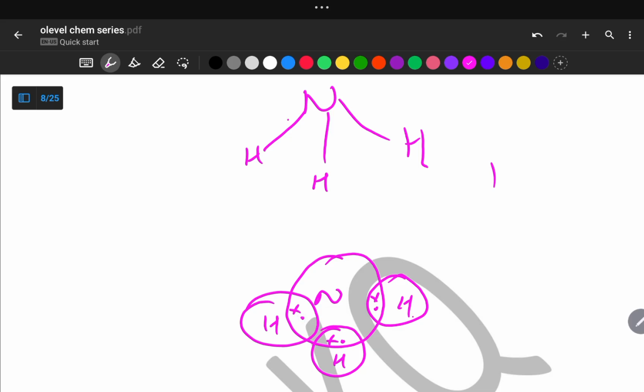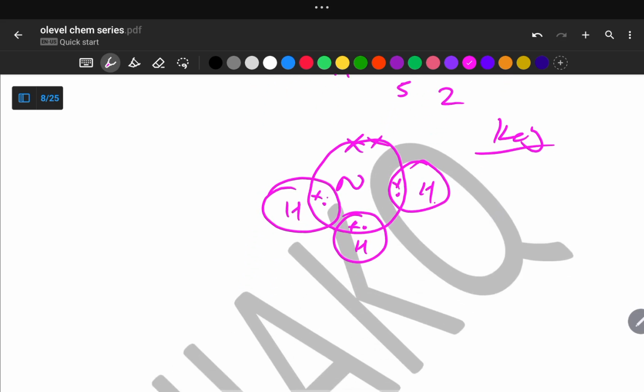Nitrogen has got 5 electrons in the outermost shell. It is in group 5. We have used 3 electrons so far, 1, 2, 3, and then we are left with 2. So these are the 2 electrons, and then we include a key. So this is the bonding in ammonia. And then we have another. You do the same for all the covalent molecules.